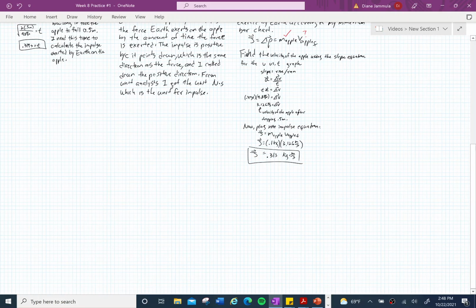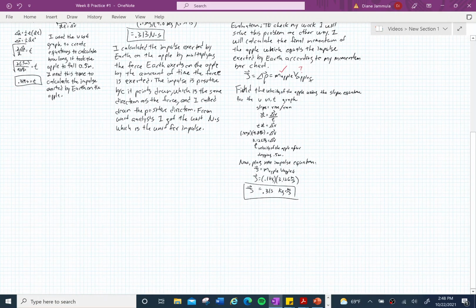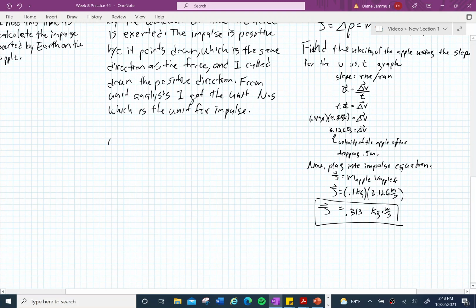So for this evaluation, I would say I solved this problem 2 different ways. I got the same answer. So I feel confident that this answer is correct. All right, I solved this problem 2 different ways and got the same answer. So I think it's correct.